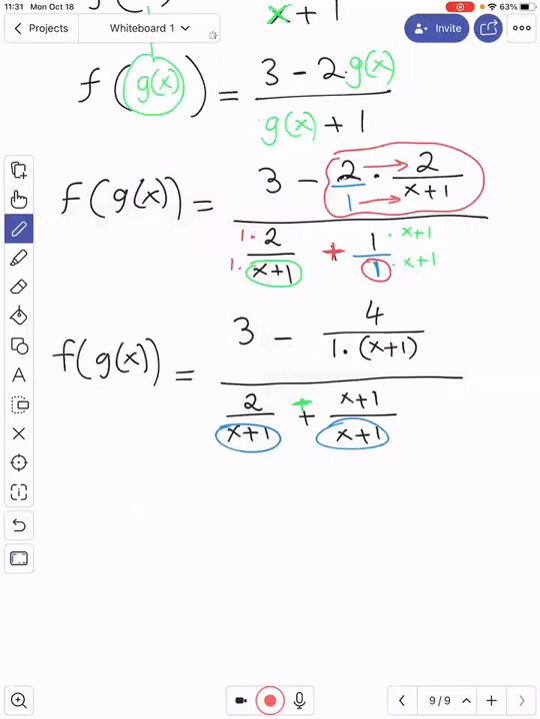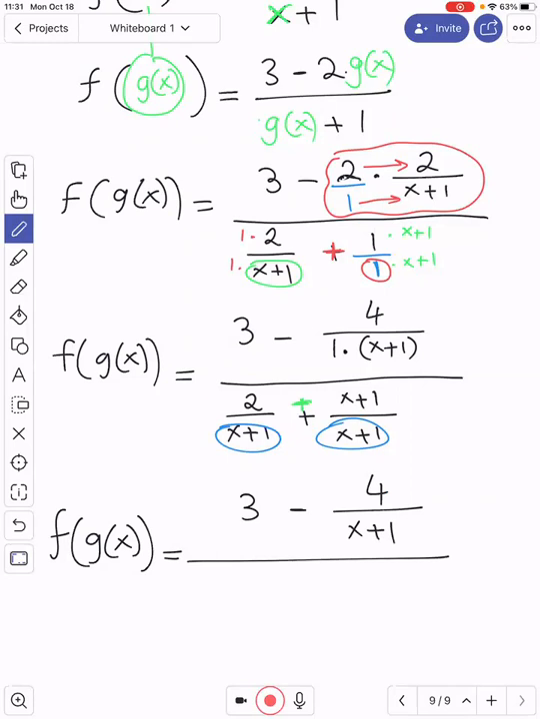So let's do this. Your f composed with g. Let me just leave the top, 3 minus 4 over x plus 1. Now in the denominator, as I said, you're going to add the 2 to the x plus 1. So that's 2 plus x plus 1 over my common denominator, which is the x plus 1.